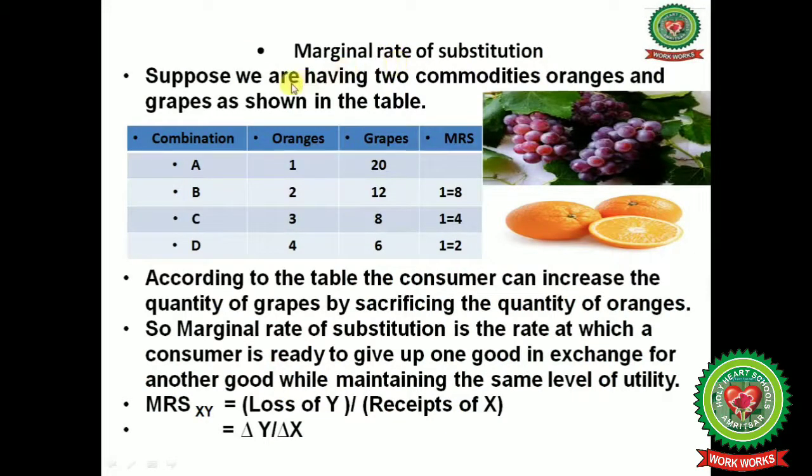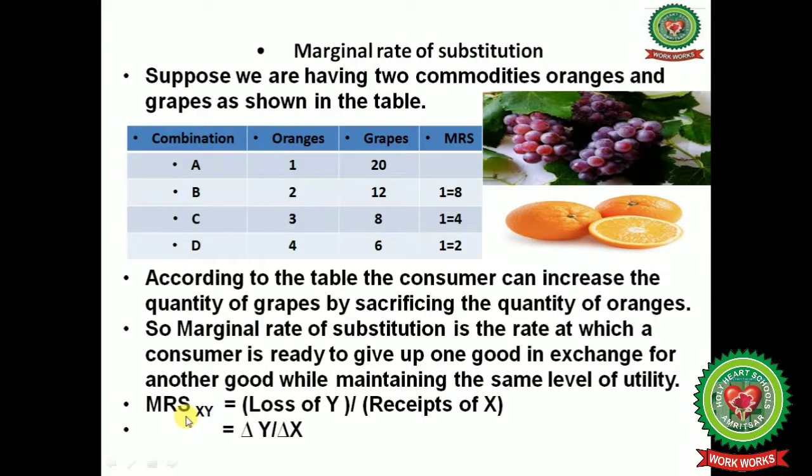Marginal rate of substitution. Suppose we have two commodities, oranges and grapes, as shown in the table. Combinations are A, B, C and D, and the quantity of oranges continuously increases from 1 to 4 while the grapes continuously decrease, and the marginal rate of substitution is a decreasing marginal rate of substitution. According to the table, the consumer can increase the quantity of grapes by sacrificing the quantity of oranges, and so the marginal rate of substitution is the rate at which a consumer is ready to give up one good in exchange for another good while maintaining the same level of utility.